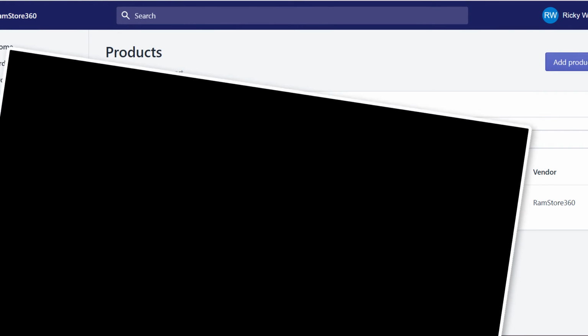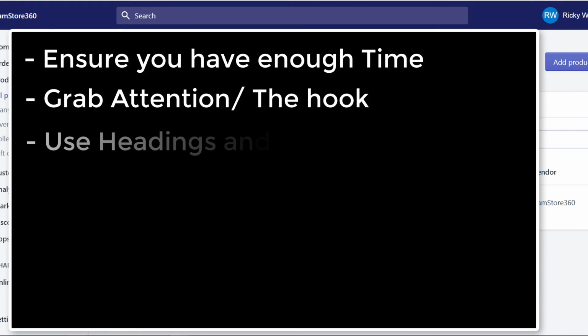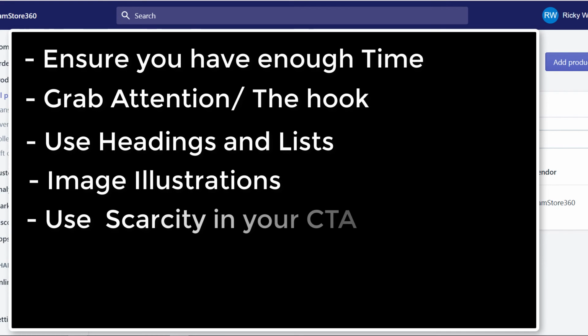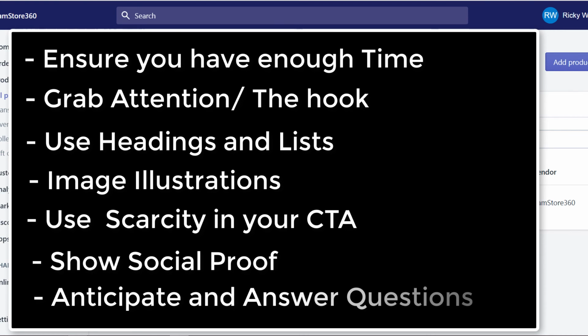So just in brief, make sure you have enough time when you're creating the product description. Make sure you grab attention and use headings and bullet points. Use lightweight images to illustrate the product in real use. And then use scarcity in your call to actions. Show some social proof and ensure that you anticipate and answer all your customers' possible questions.